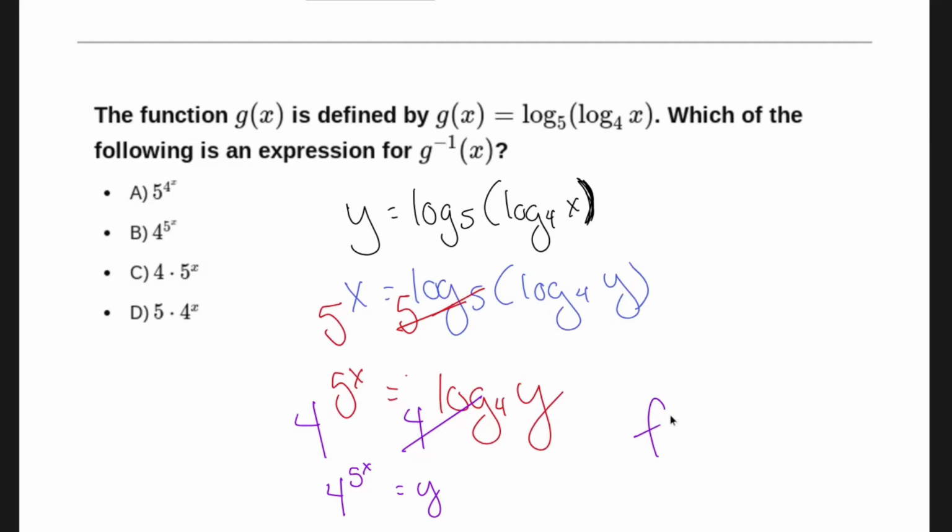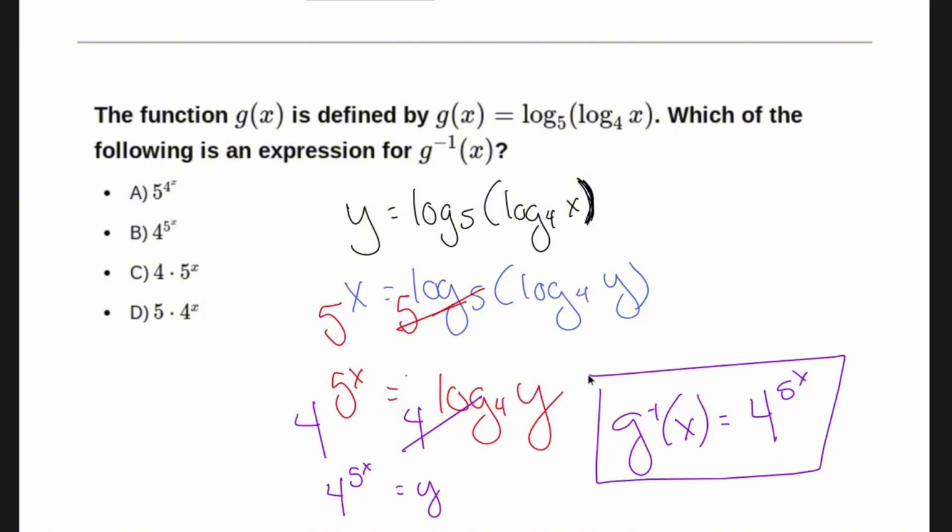Flip it around. Call it G inverse. I always do that. I never look first. G inverse of x equals 4 to the 5 to the x. Which looks like B.